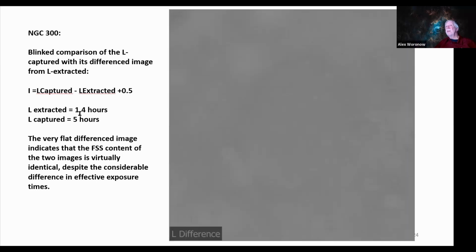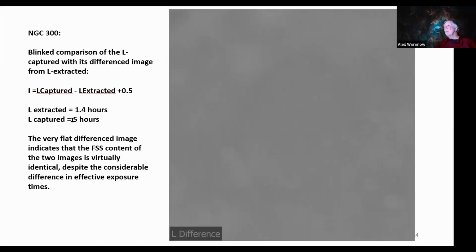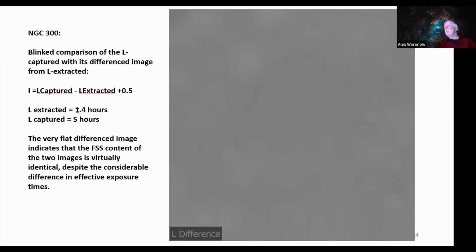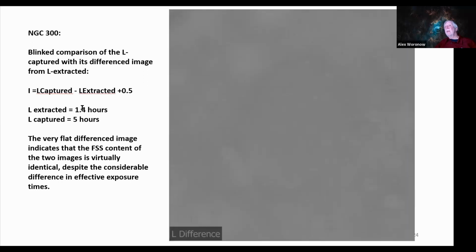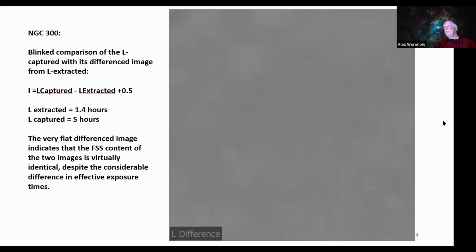And here the L extracted is only equivalent to 1.5 hours, but the L captured is 5 hours. So this is a substitution somebody might be tempted to make. I captured 5 hours of that, where I captured only 1.5 hours of R, 1.5 of G, 1.5 of B. So I'm going to put that 5 hours in. Well, here's the difference. You're taking that L extracted, the one in the RGB, and you put it in this one instead. And there's the improvement in the image.